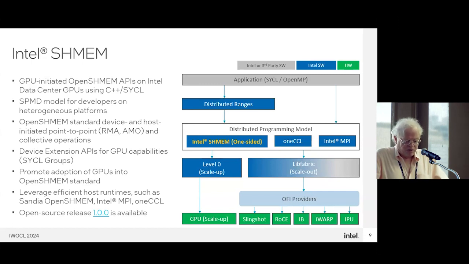On the software picture, scale up is what we call it when you have a lot of GPUs plugged into a single node. And scale out is when you have a lot of nodes as well. So for scale out, we use interconnects, typically interfaced by libfabric. And for scale up, at present, we are using oneAPI Level Zero.